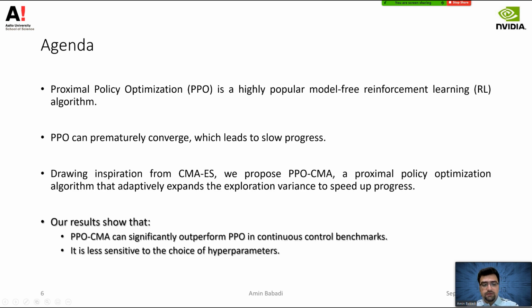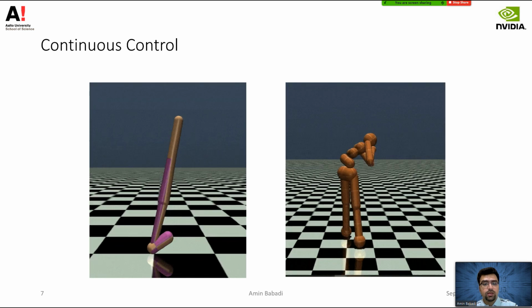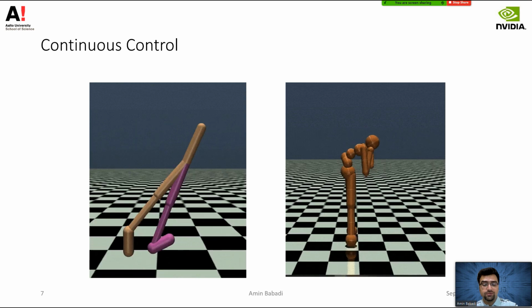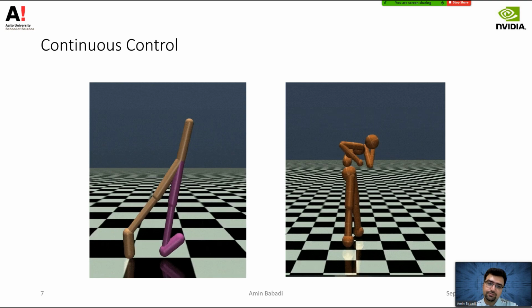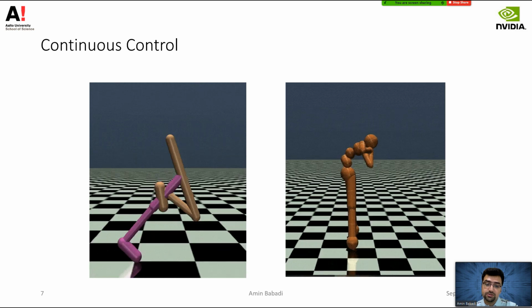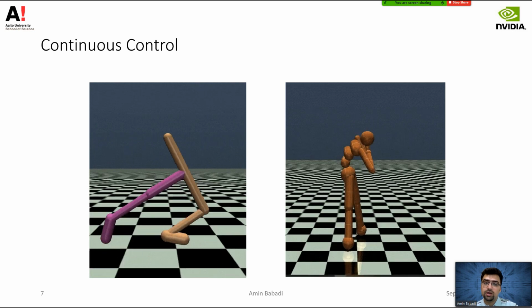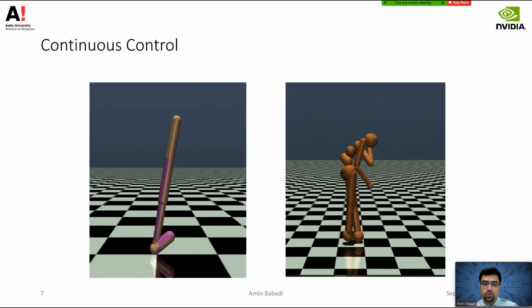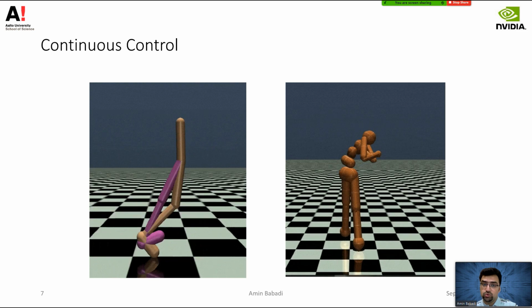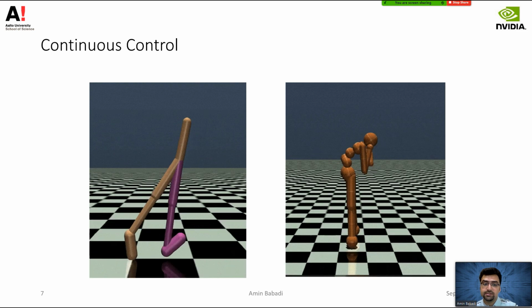We have tested our algorithm and compared it with the original PPO and found out that PPO-CMA can significantly outperform PPO in continuous control benchmarks and that it is also less sensitive to the choice of hyperparameters. Just to clarify, I must say that we are interested in continuous control problems. You can see two examples here where the goal is to optimize the torque values for the character joints such that when we simulate the physics, the characters walk forward.